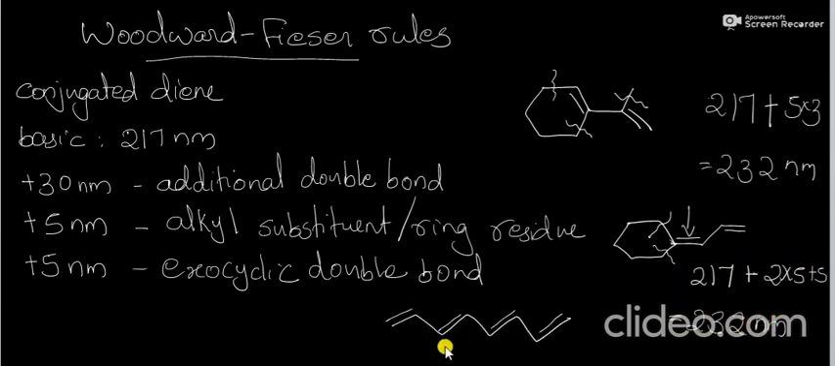This is another example. Calculate the lambda maximum for this compound. Here this is our chromophore. So basic value 270 nanometer. This is additional double bonds. So plus 30 per one additional double bond. So 270 plus 30 into 2. So totally 217 plus 60 nanometer, that is equal to 277 nanometer.